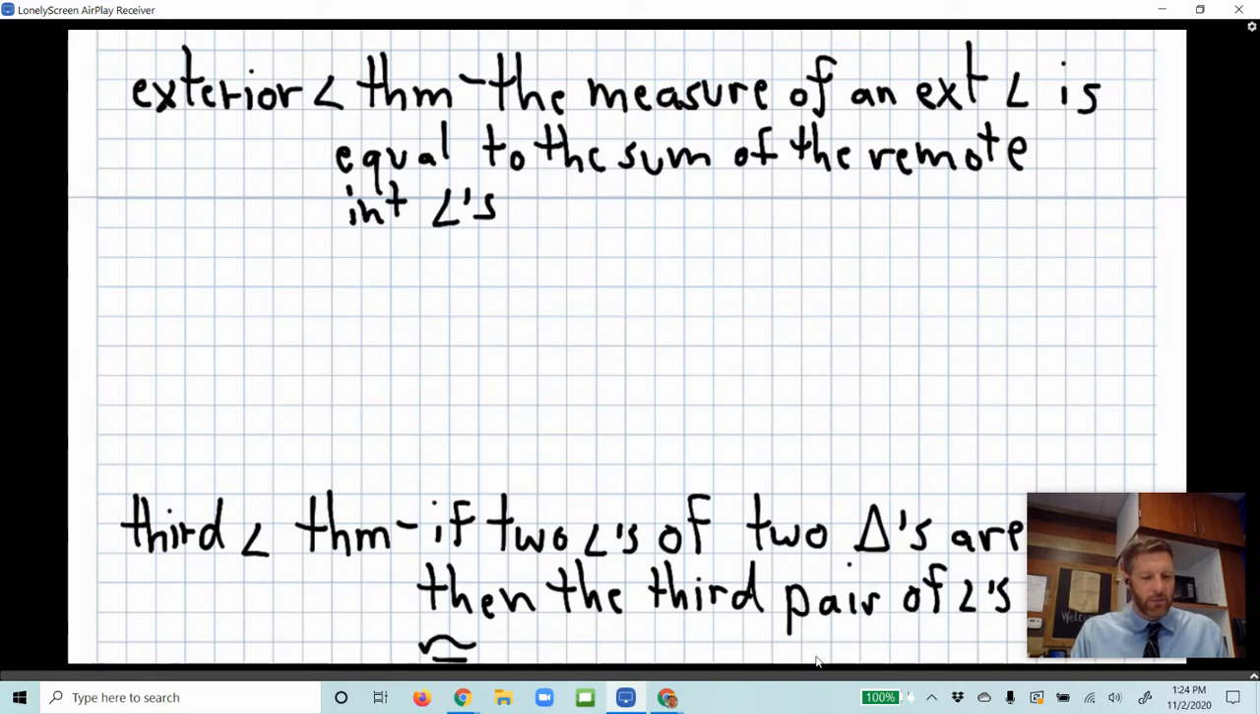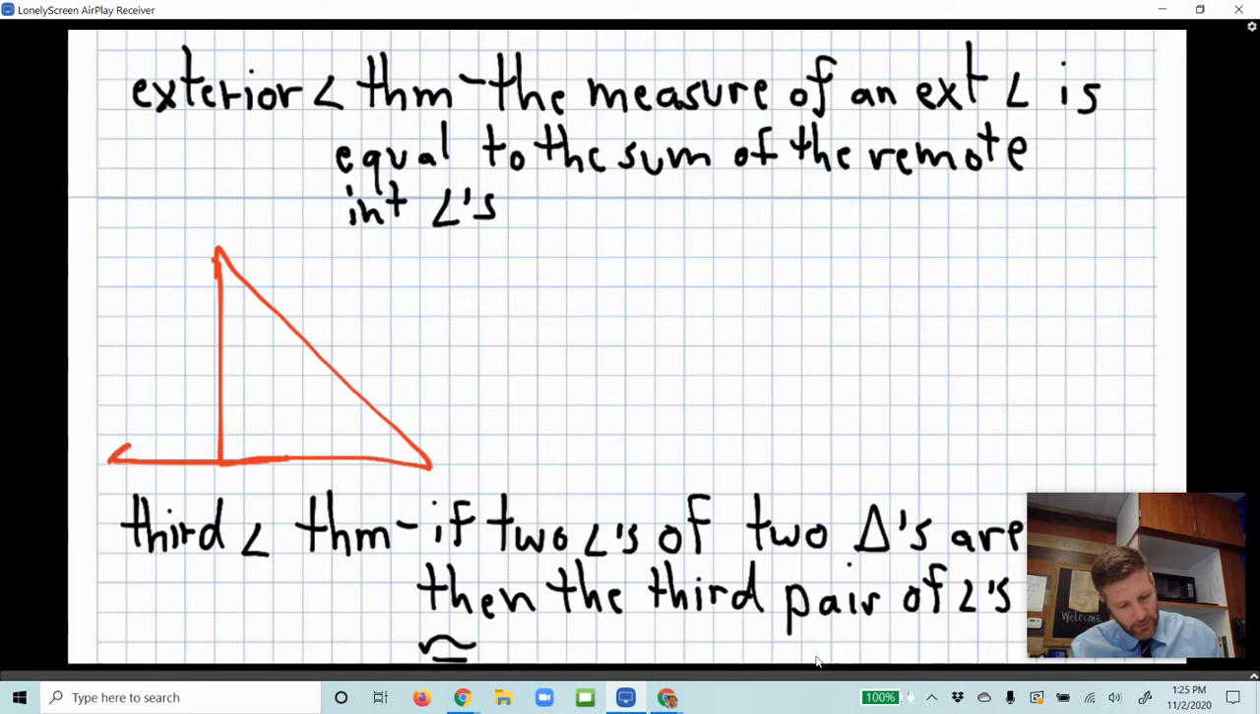Then we have this thing called the exterior angle theorem. This is a little break from the previous three. It says that the measure of an exterior angle is equal to the sum of the remote interior angles. That's a mouthful, so let's demonstrate it with a picture. I always want a picture with these. First of all, let's talk about what an exterior angle is. An exterior angle is an angle formed if you extend one side of the triangle beyond its vertex. So this right here is what we call an exterior angle.